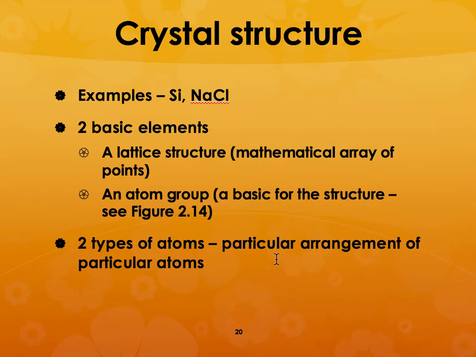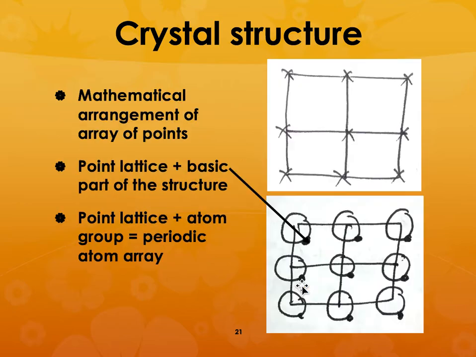So you should see in the textbook figure number 2.14. So please take a look at that if you want to see what those are going to be looking like. And so there are 2 types of atoms, and they will have a particular arrangement of particular atoms. So this is the lattice structure, and each of those lattice points have a basis group. So the point lattice plus the atomic group is the periodic atomic array. So that gives you the crystal structure of any material.